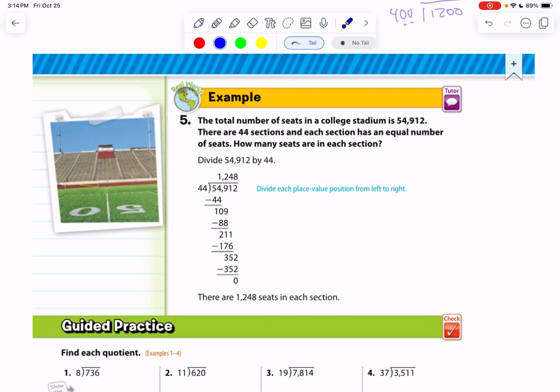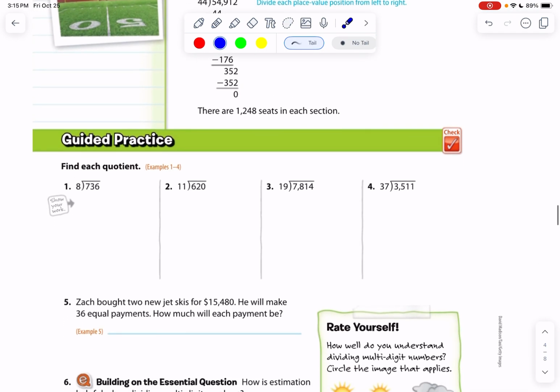Goodness. Okay. The total number of seats in a college stadium is 54,912. There are 44 sections, and each section has an equal number of seats. How many seats are in each section? So the problem is 54,912 divided by 44. All right? And they're just showing you how you slowly work through each digit until you either have nothing left or you have maybe a small amount left but nothing else to bring down. Okay? That's it. So let's try these down here.